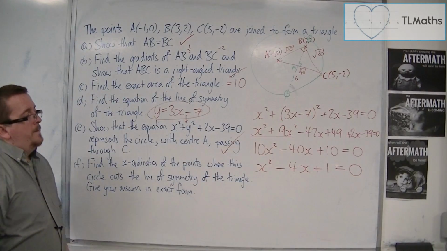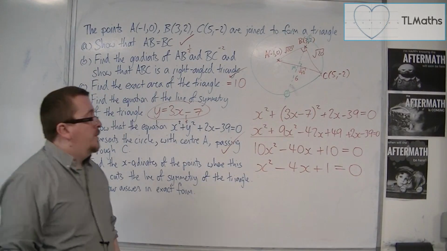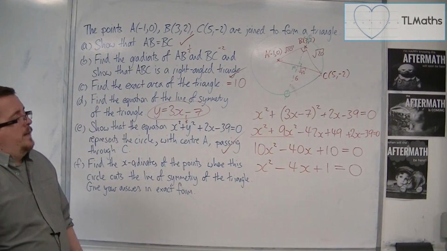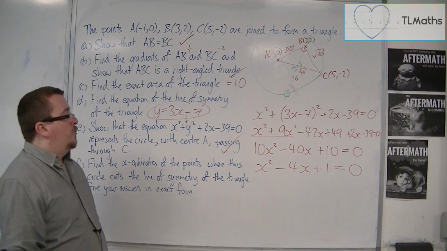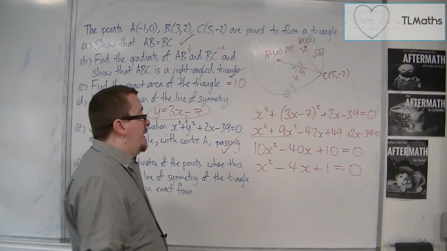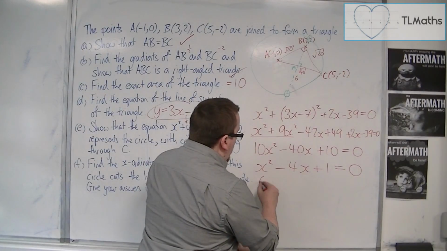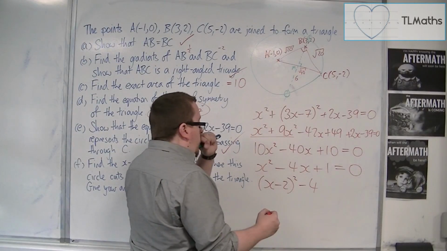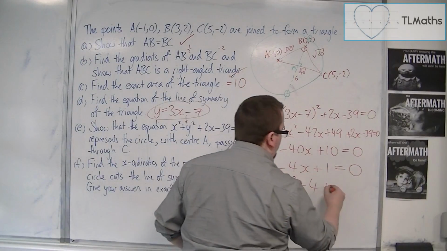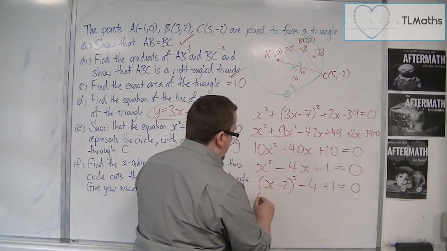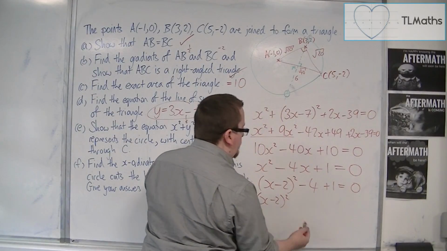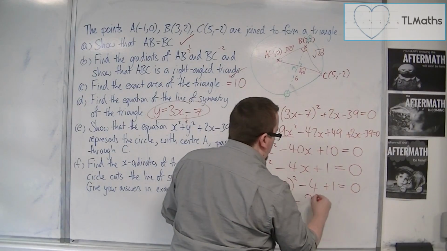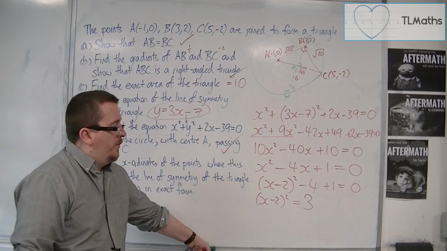Okay. Now, this isn't one that I can factorise. I can use completing the square or the quadratic formula here. I'm going to go with completing the square. So, x minus 2 squared, take away 4, plus the 1, equals 0. Minus 4 plus 1 is minus 3. Add it to one side, so I get it equal to 3.